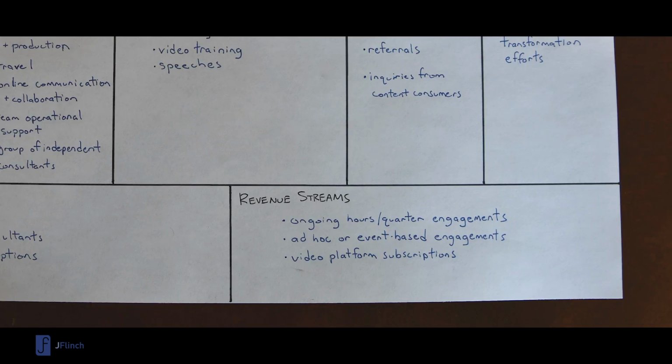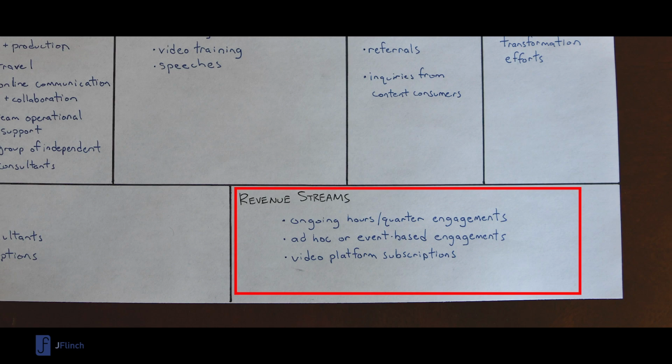And then on the revenue stream standpoint, ongoing hours per quarter engagements is one way in which I engage and receive pay. So these are clients that we essentially agree on a rough outline of capacity and support, and then I provide that on a quarterly basis for a set fee. Ad hoc or event-based engagements, which are secondary to me, to the ongoing engagements. And then third is video platform subscriptions, which might be embedded in one of the other two or as a standalone set of revenue. And so that's how it all shows up.